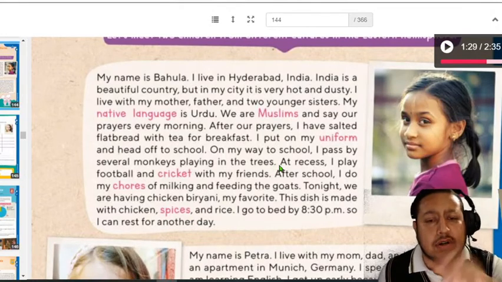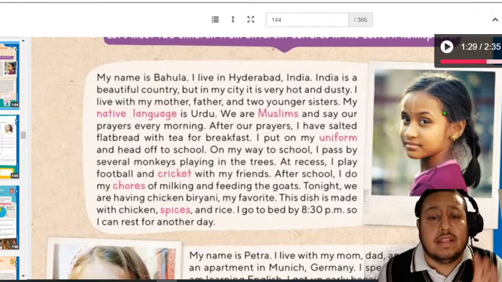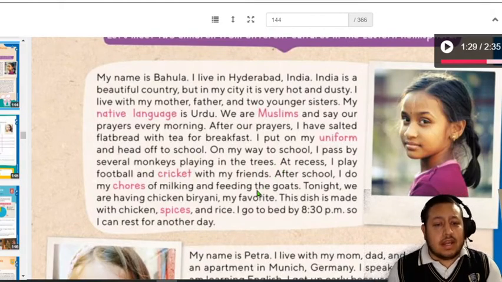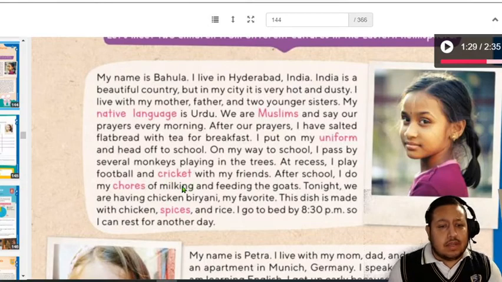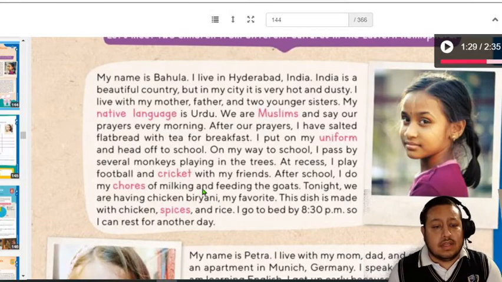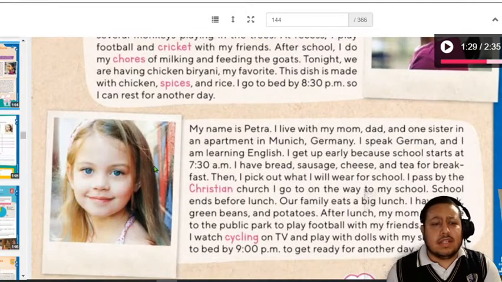Okay, so this part of the text is really interesting, right? This is what she does, right? So it says here that she plays cricket. After school, she does her chores, right? O sea, después de la escuela ella le ayuda, ordeñando y alimentando a las cabras. So that's good, right? Let's listen here, Petra.